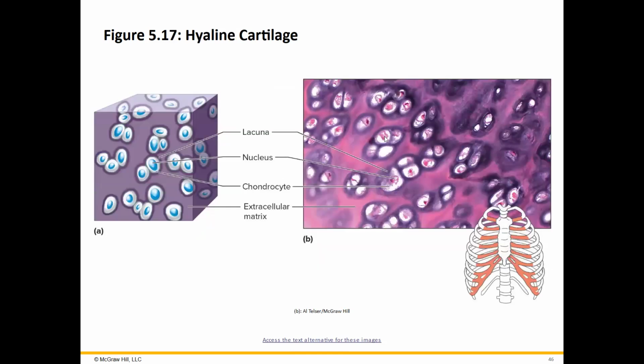Again, we have the red part. That's the chondrocyte in the little circle, the empty pit. That's the lacunae. This is hyaline cartilage. It's a little denser. It's got more collagen in it. And so it's hyaline cartilage.